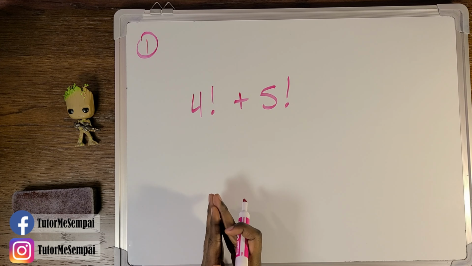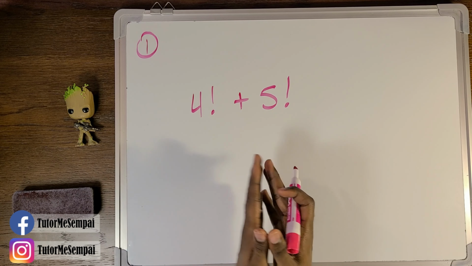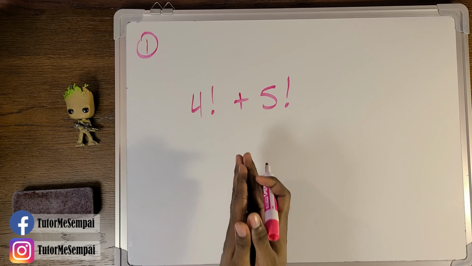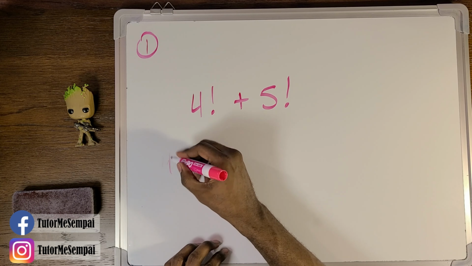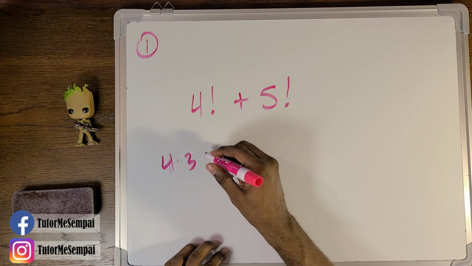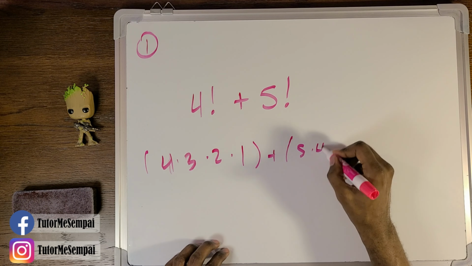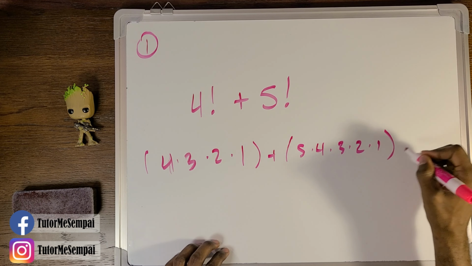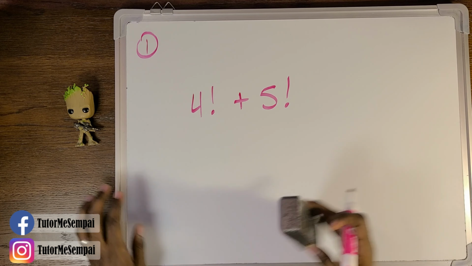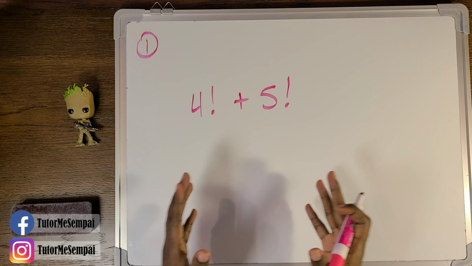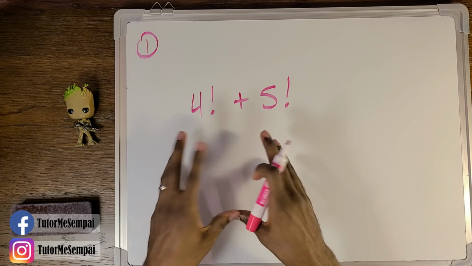So we have 4 factorial plus 5 factorial, and we want to add this in such a way that we're simplifying it. Now, if you want to find the answer later, you can, but we want to really focus on simplifying this. So that means we don't want to just expand this out into 4 times 3 times 2 times 1 plus 5 times 4 times 3 times 2 times 1, and then find the answer. We don't want to do that. That's not really helping us simplify this. So how are we going to simplify? Instead of going down that route, let's think about what a factorial is and how we can make this a little bit simpler to look at.